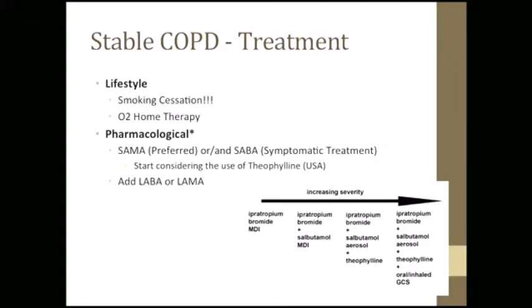So then you can add a LABA or a LAMA. LABAs are your long-acting beta agonists, so these are your formoterols, and your long-acting muscarinic antagonists, so these are your tiotropium. If that is still not effective, you add ICS. And by the slides, after ICS, you can also choose to add an oral corticosteroid as well.